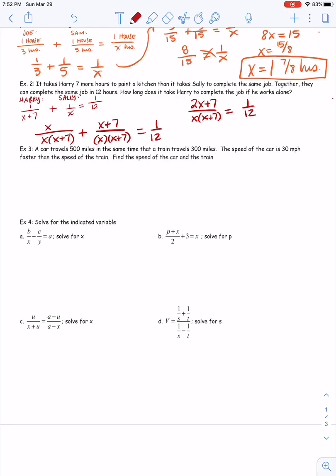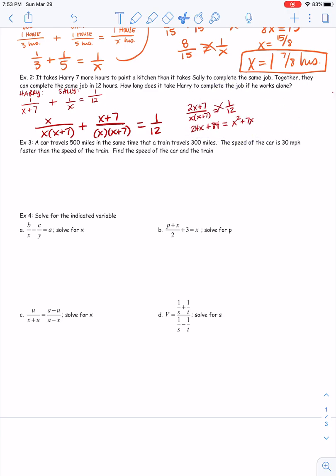I can cross multiply here. Boom, boom. 12 times 2x plus 7 is going to give me 24x plus 84 equaling 1 times that x times x plus 7. I'm going to go ahead and distribute that x and get x squared plus 7x. And so now I can put everything on one side and solve.